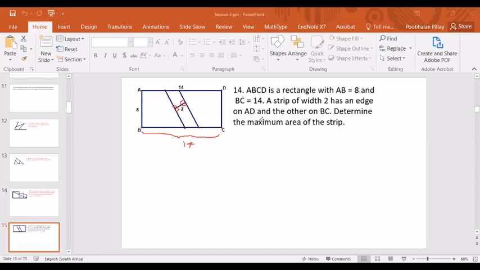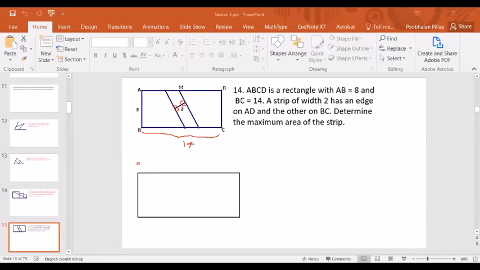See, very often they ask you questions on maximum area. We've already seen this a couple of times, and we've got some strategies to solve this kind of a problem. So hopefully we'll be able to pick up a few things. Let's make this black. Okay, now the maximum area of the strip.